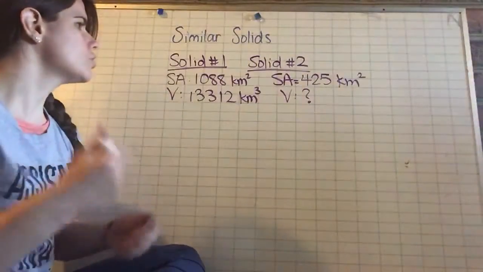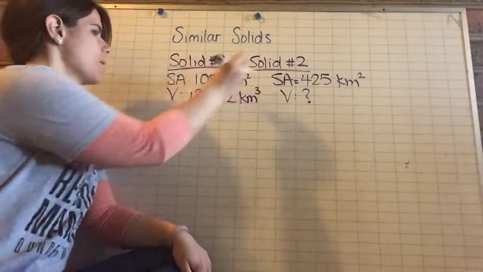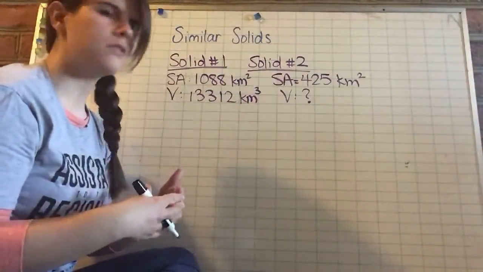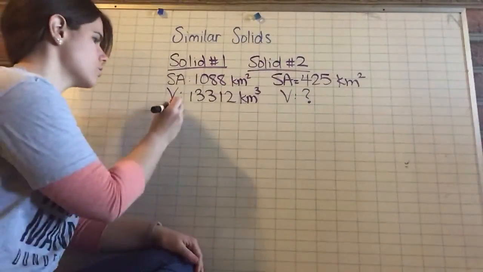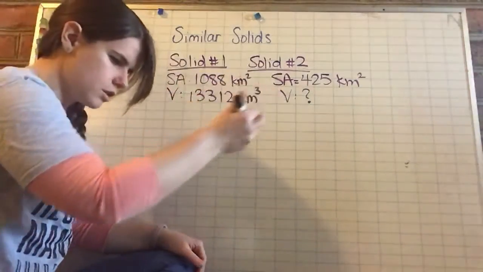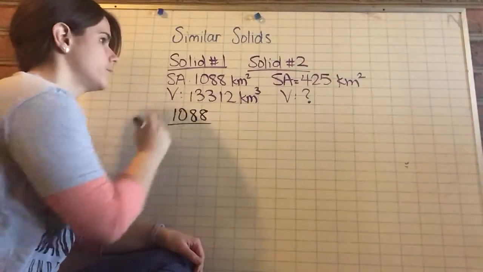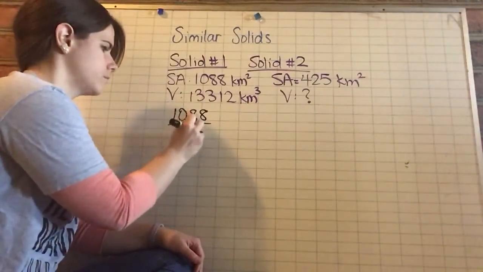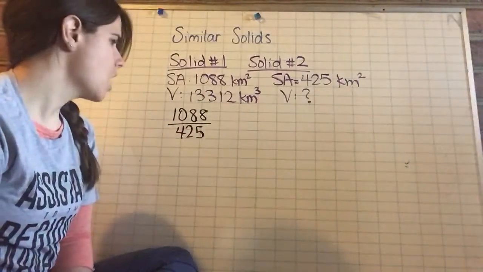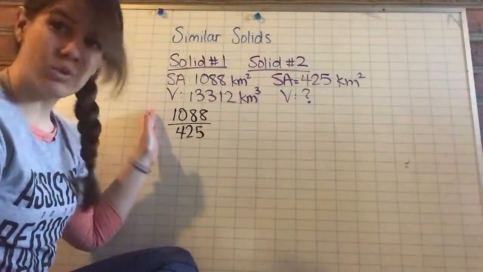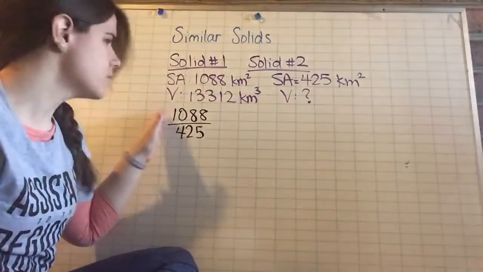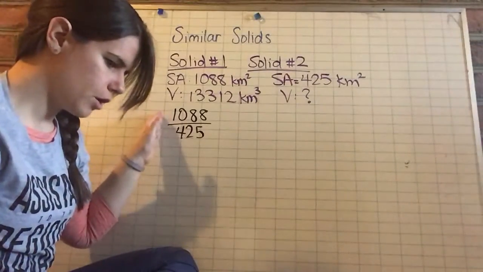All right. So for this one, I'm going to start by taking the two matching pieces of information, which is the surface areas, and I'm going to set them up in a proportion. Okay, so I have this. I need to square root that. I need to find the perfect squares. These are not perfect squares though, so I'm going to go ahead and reduce that.